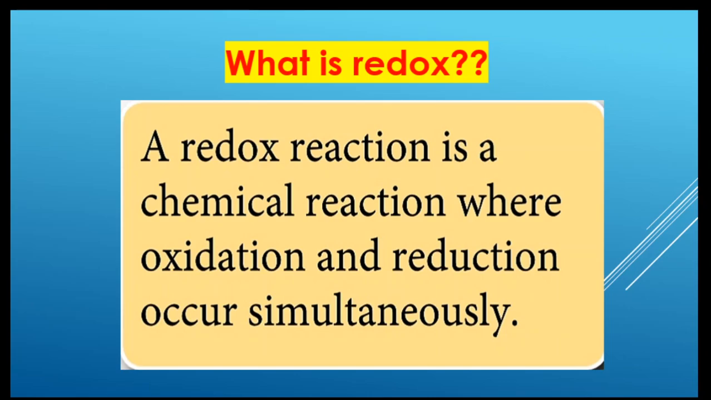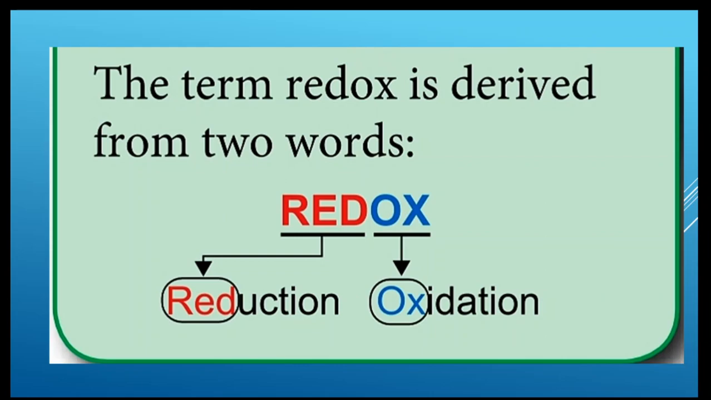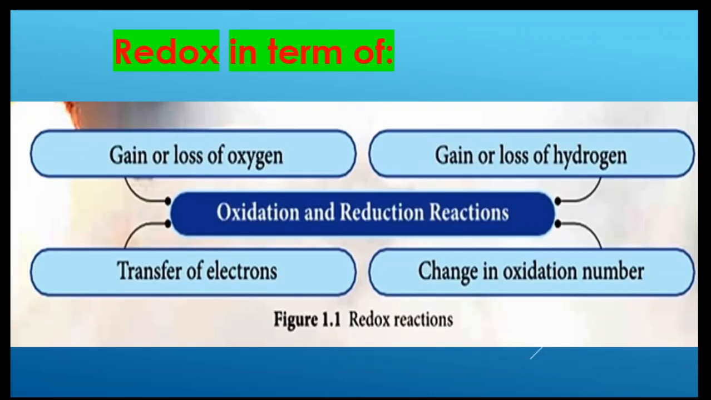What is redox? A redox reaction is a chemical reaction where oxidation and reduction occur simultaneously. So re is reduction, ox is oxidation. So when oxidation and reduction occur simultaneously, reaksi itu kita panggil sebagai redox. Two words: redox, reduction, oxidation.